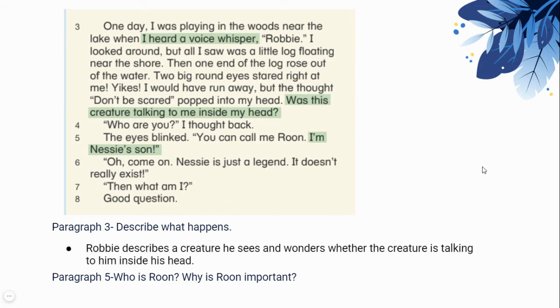The sentence that describes the creature describes what the creature looks like. This is interesting, but it is not a key detail. Not all details in a text help readers find the theme. Look at paragraph 5. Who is Rune, and why is Rune important? Rune claims to be Nessie's son, and Rune is the son of a legend.